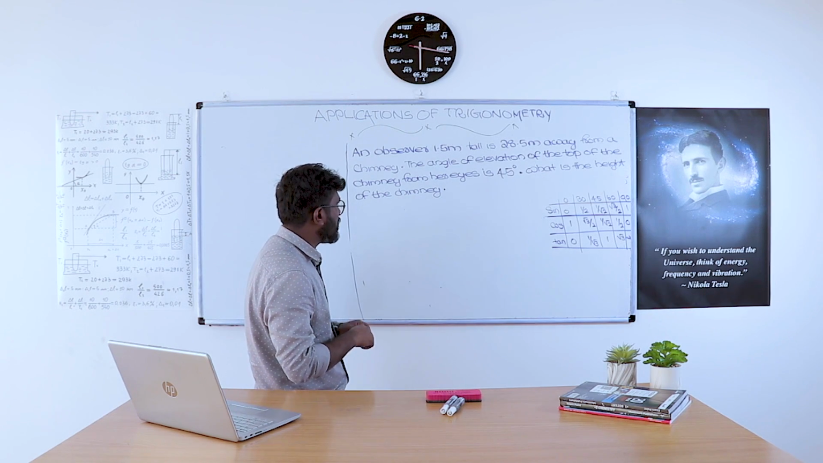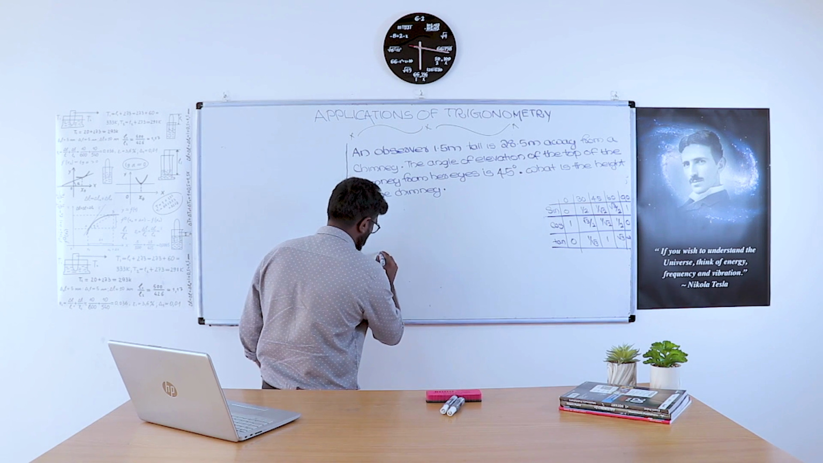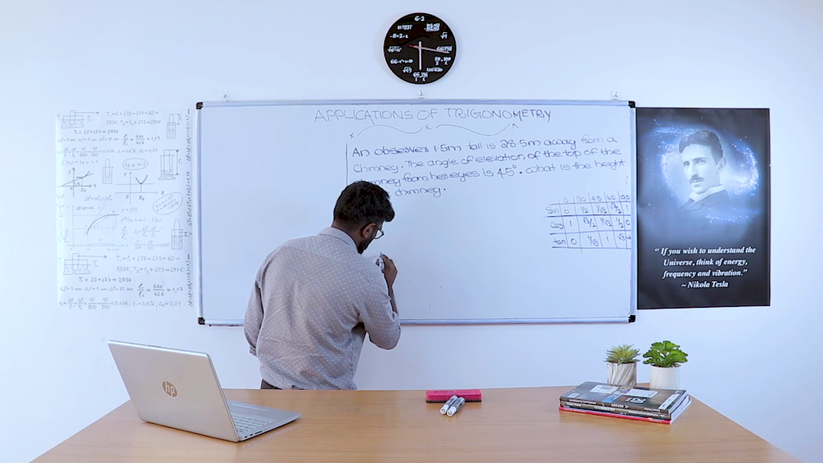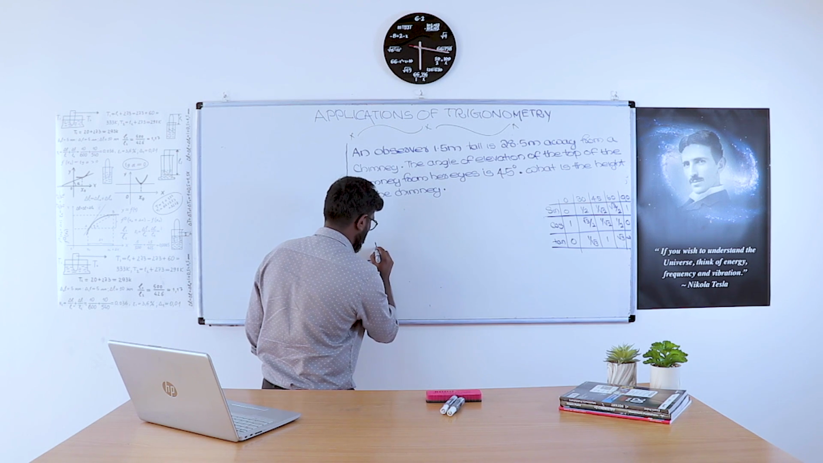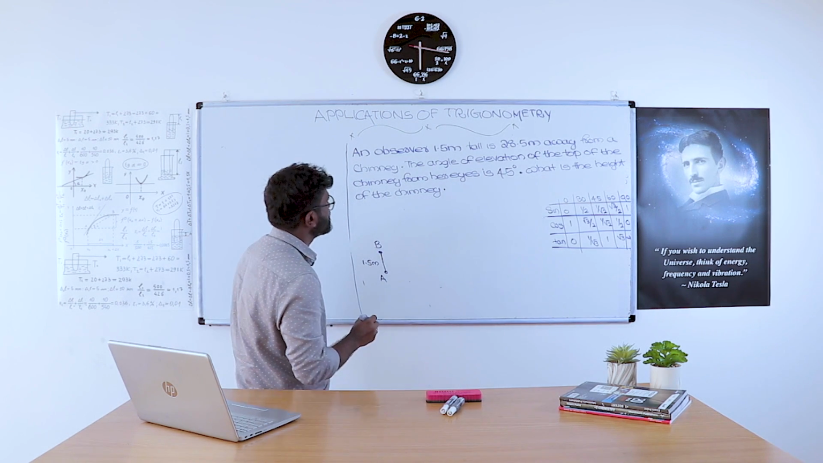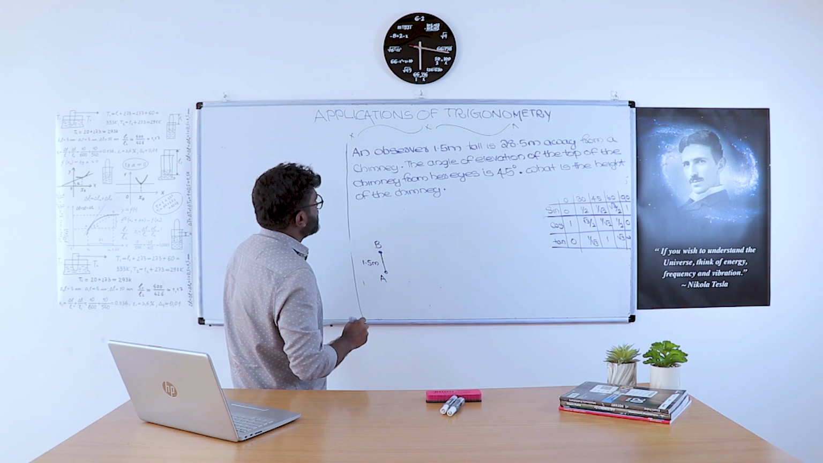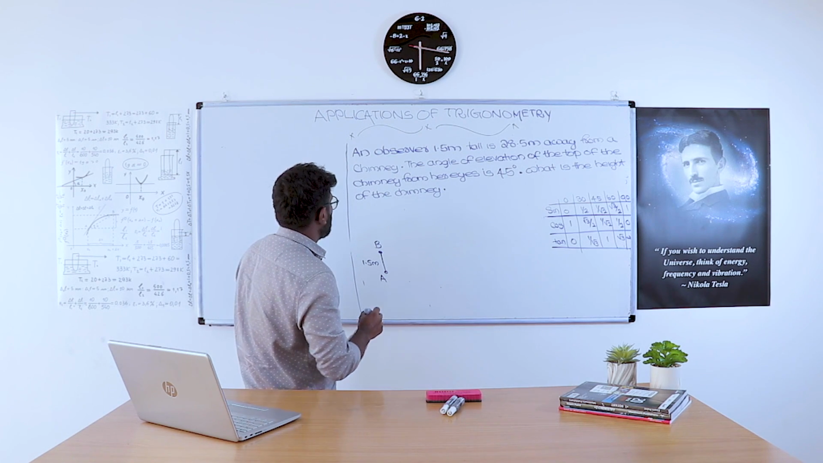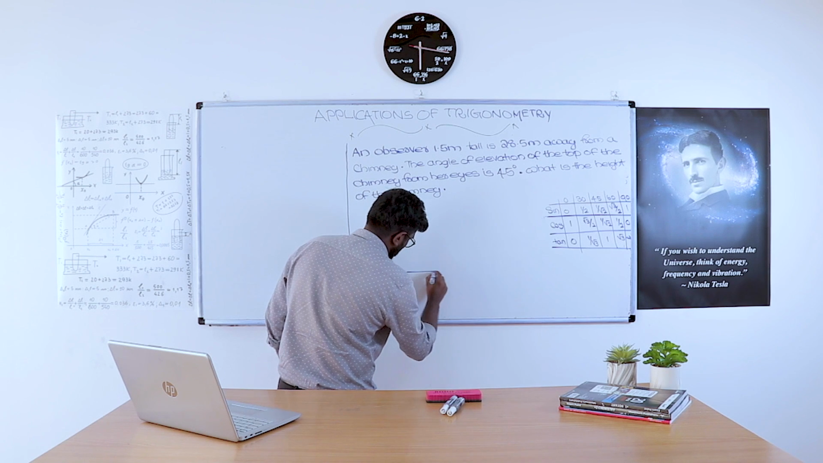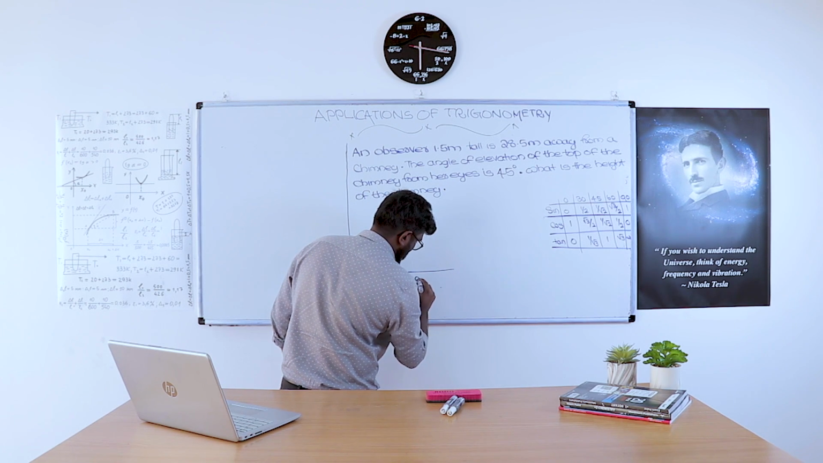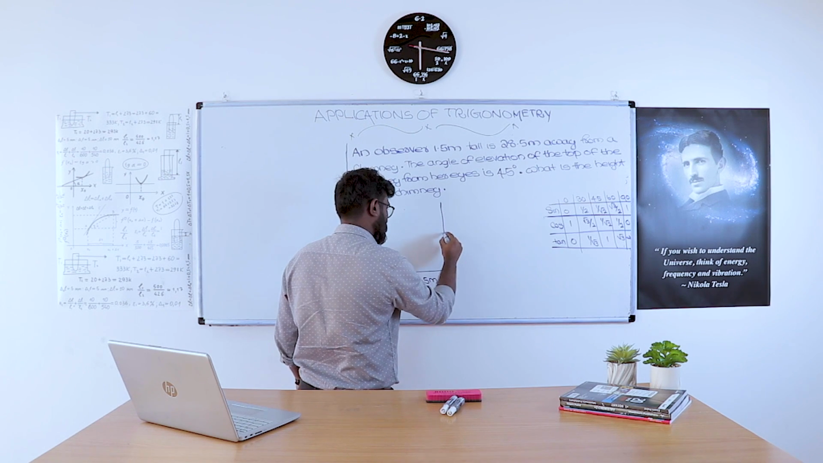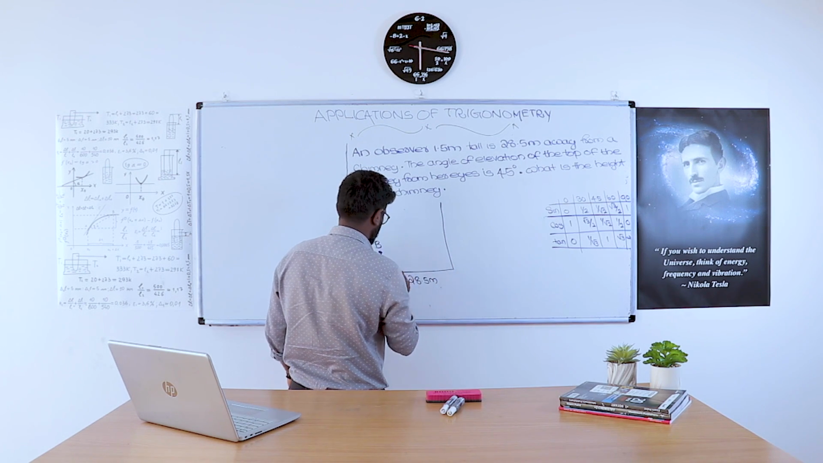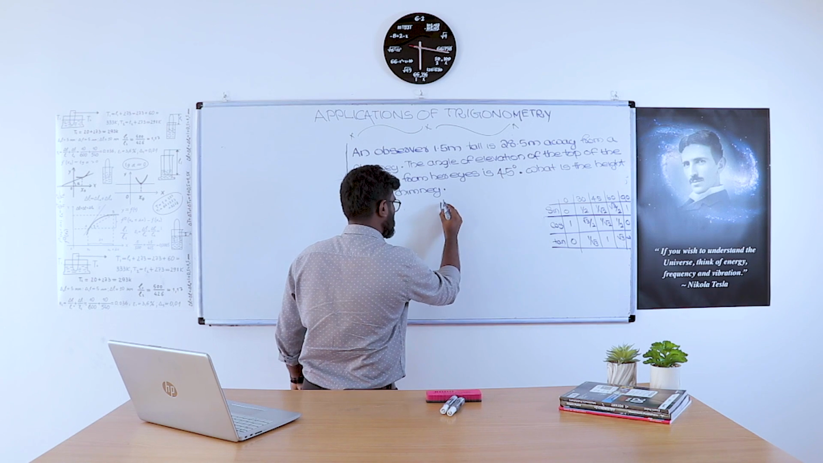We want to find out the height of the chimney. An observer 1.5 meter tall. Here is the observer, 1.5 meter tall. We will name it AB. AB is the observer. The observer is 28.5 meter away from a chimney. So here is the distance 28.5 meter, and here is the chimney. This is C, this is D, right?